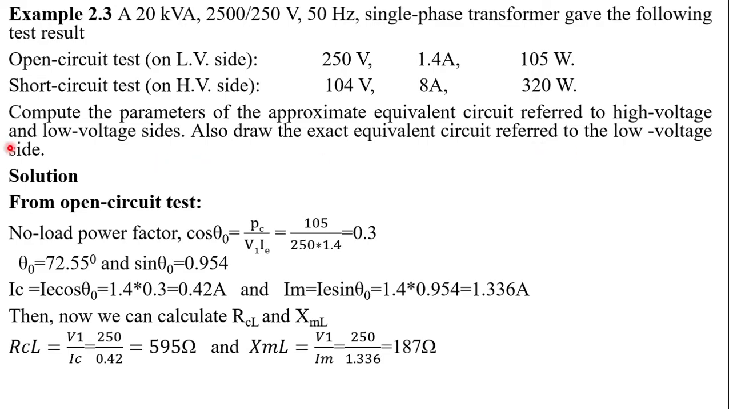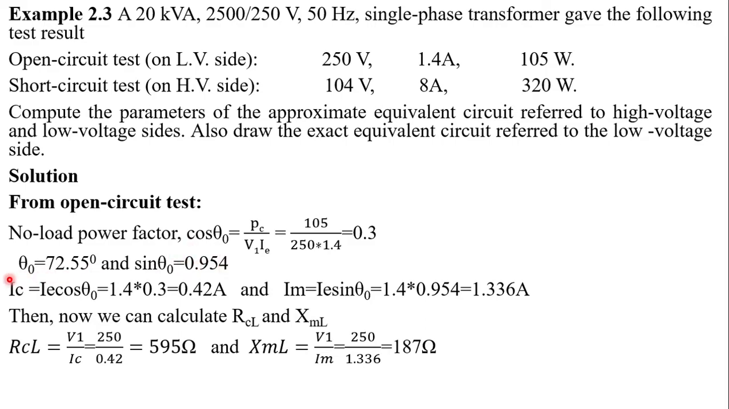Now, first we determine the open circuit test in this case, and first of all we determine the cos theta, or the power factor. Cos theta is equal to Pc over V1 Ie, where Pc is the core power loss. Here it is recorded as 105 watt over V1 times Ie, which is 250 times 1.4. Cos theta is equal to 0.3, while theta is equal to cos inverse of 0.3, which is equal to 72.55 degrees, and sin theta is 0.954.